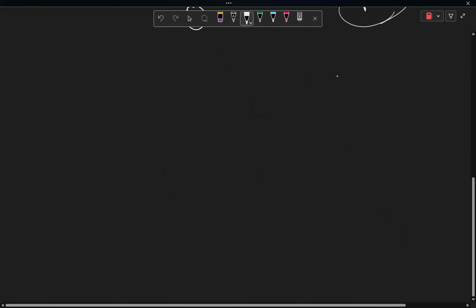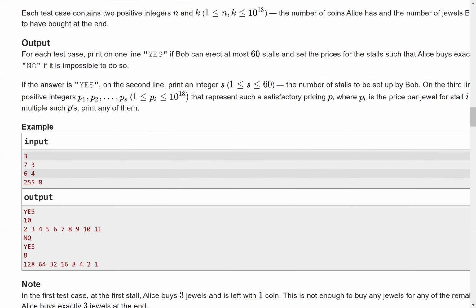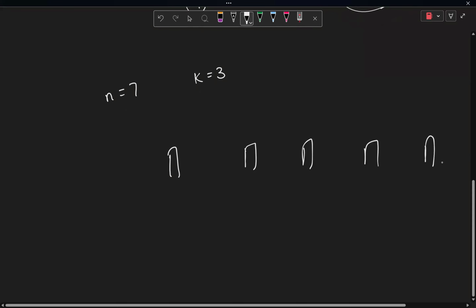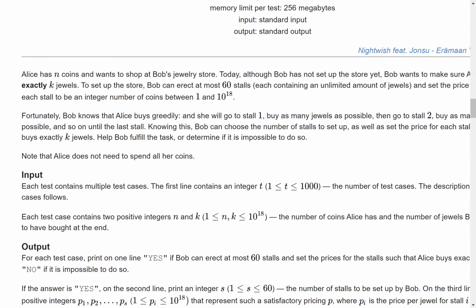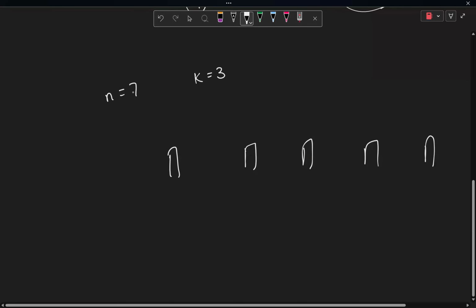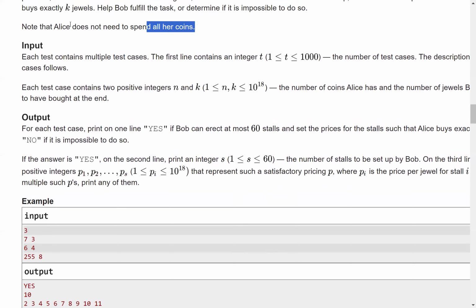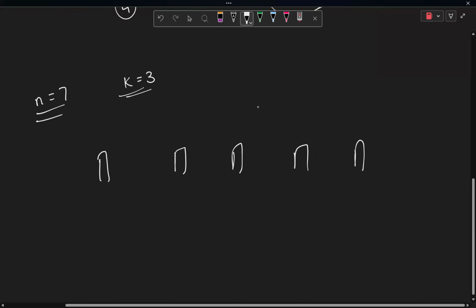Okay, great. So let me just take an example from the sample test cases. Let us say n is equal to 7 and k is equal to 3. You want to place some stalls. There is a limit that you can place at most 60 stalls. You have to place those stalls in such a way that Alice should buy exactly k equal to 3 items. And there is one more thing they have mentioned: it is not necessary that Alice spends all her coins. It would be fine even if Alice is left with some coins at the end.